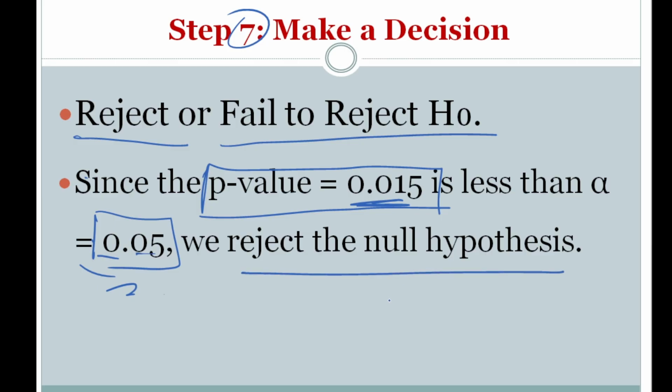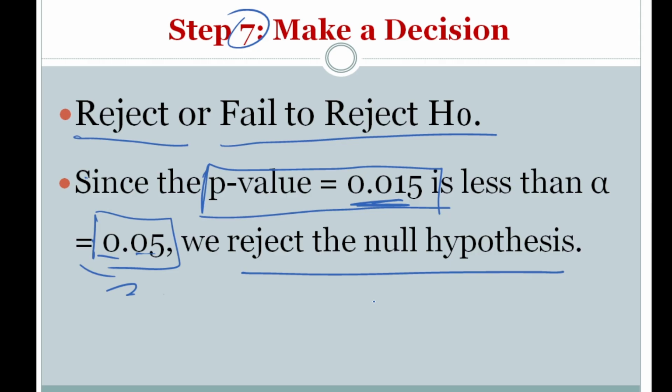What does this mean? The null hypothesis was that there is no difference between the hemoglobin level of male and female in population A. And when we reject this statement, it means that there is some difference between the hemoglobin level of male and female in that population A.